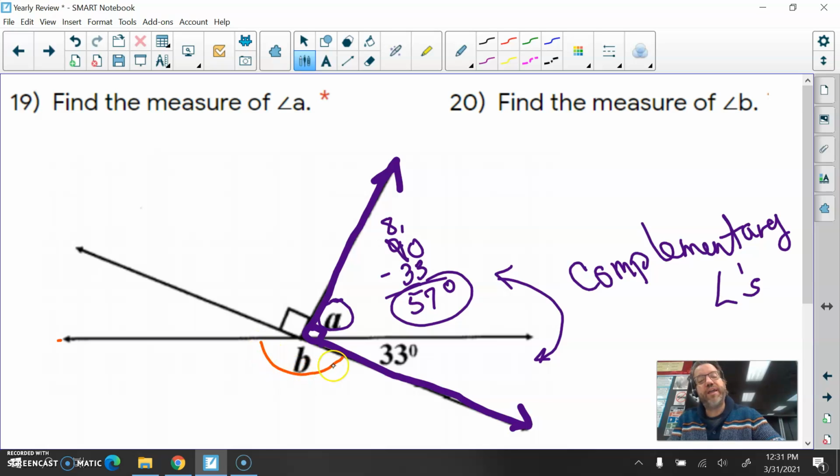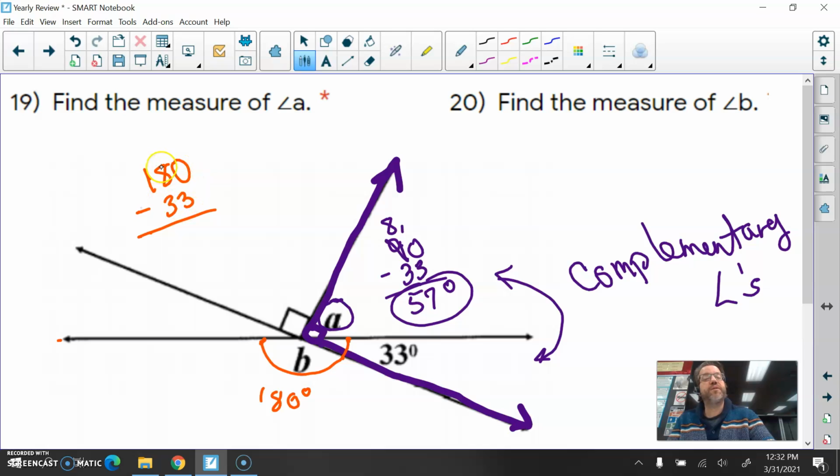So if you combine angle B with that 33-degree angle, together you see how they would form this straight line here? It's a straight angle. This is 180 degrees here. All the way from here over to here. That's 180 degrees. And if this angle is 33 degrees, I could find angle B by subtracting 33 from 180. And so I'll do that.